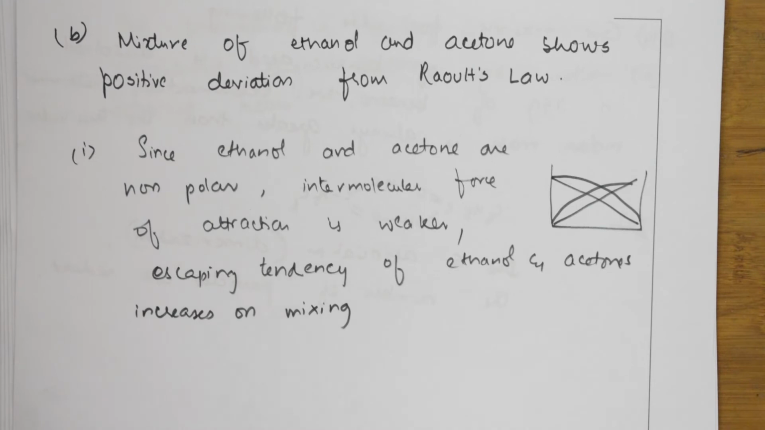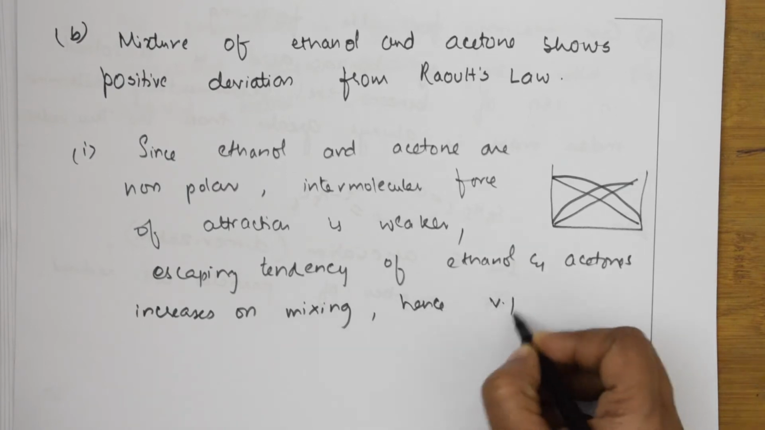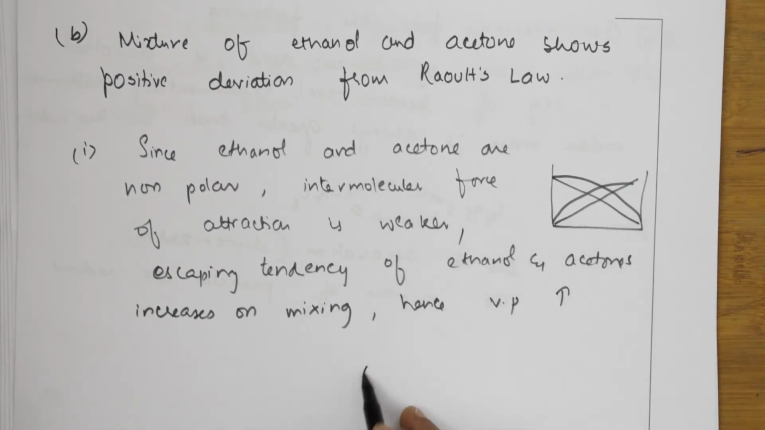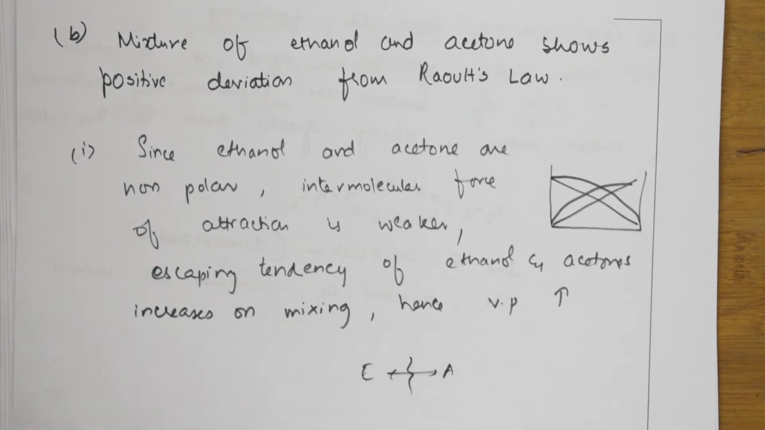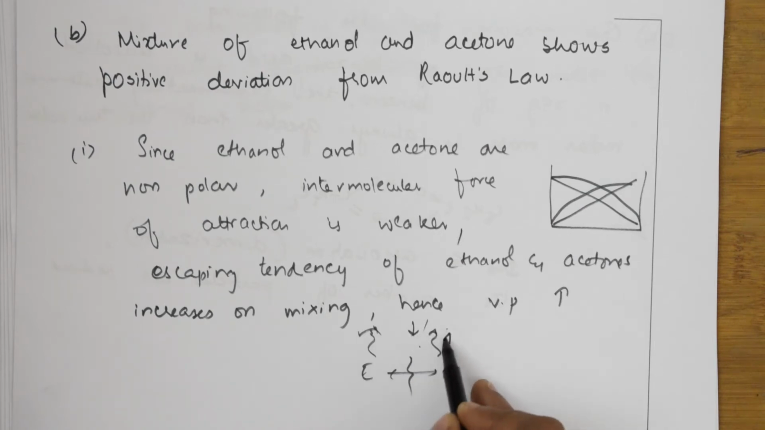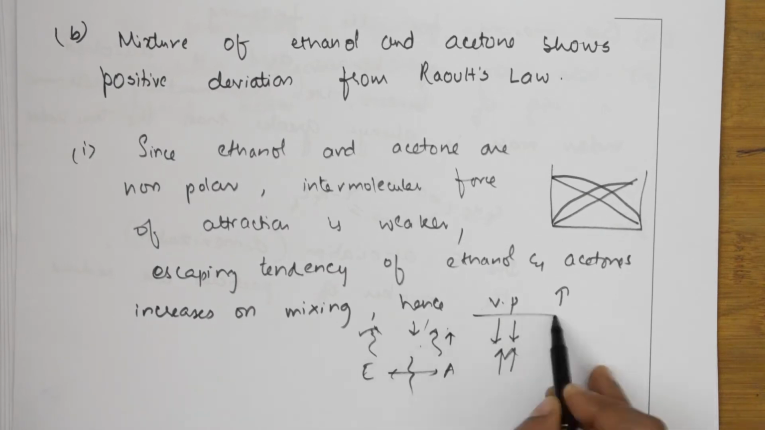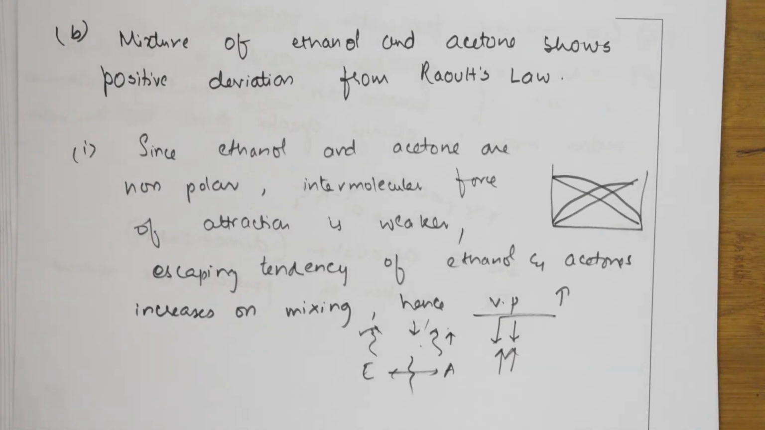So then what will happen? The vapor pressure automatically increases, isn't it? Hence vapor pressure increases. It's simple. So this is ethanol, this is acetone. The force of attraction between them is very weak, so the bond easily breaks up. When the bond easily breaks up, they are going to vaporize. When it vaporizes on mixing, automatically the vapor pressure increases. This is how you are going to write the answer.